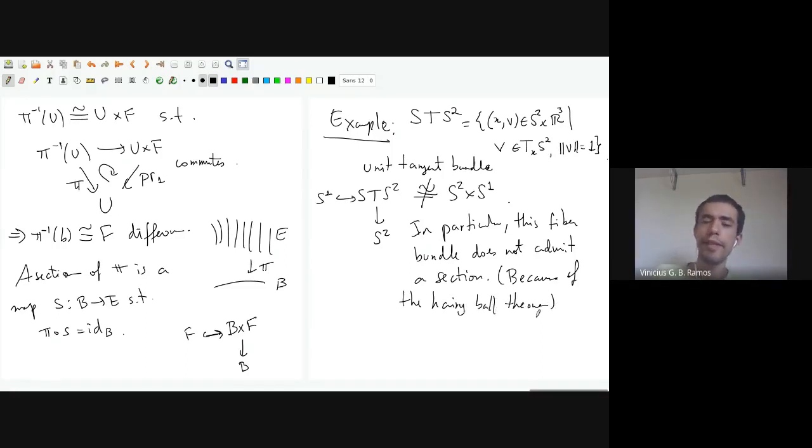The Hairy Ball theorem says there is no non-zero, non-vanishing vector field on S2. If you found a non-vanishing vector field, you could divide it by its norm at each point, and that would give you a unit vector field.